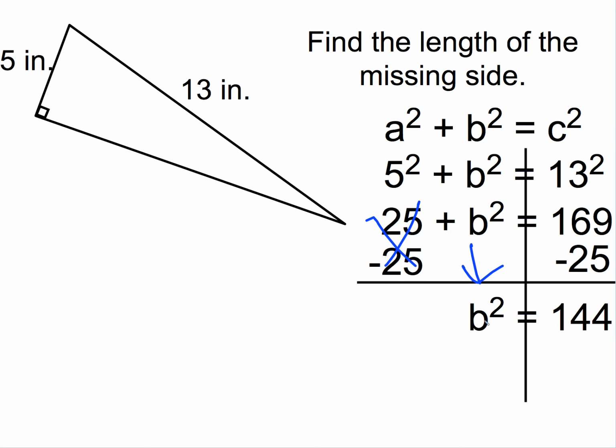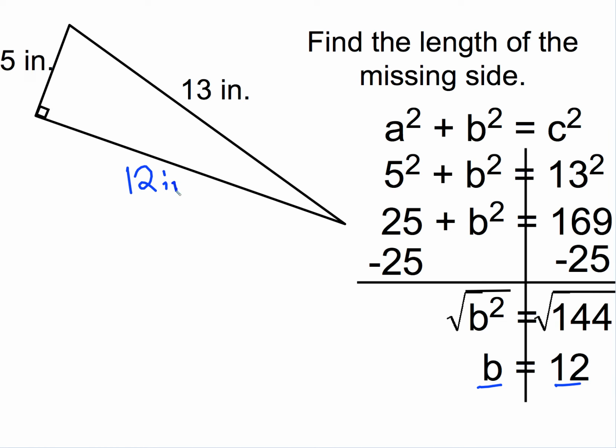I still do not have b by itself. I still have the squared with it, so the opposite of that would be the square root. And I need to do it on both sides, so then the square root of b squared is b, and the square root of 144 is 12. So my final answer would be 12 inches.